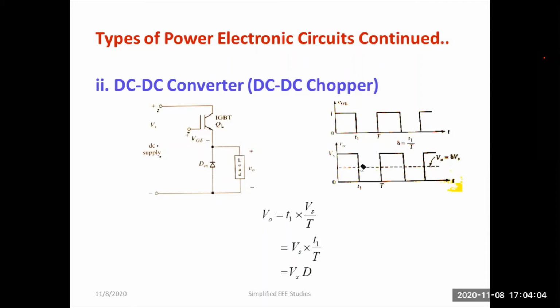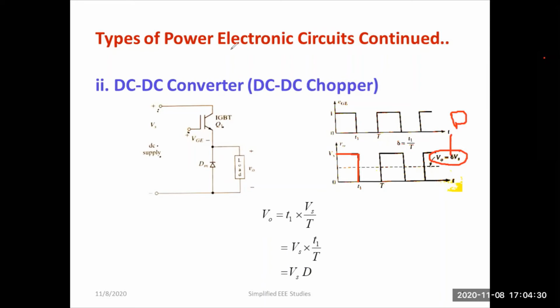Vs is representing the input. You can observe, this is your input. So if you control the duty cycle, then I can vary the output voltage. This is your output. Output is equal to delta into Vs, where delta, or you can call it D, both are fine. So that is called duty cycle. This is known as a DC-DC converter, or you can call it a DC-DC chopper.